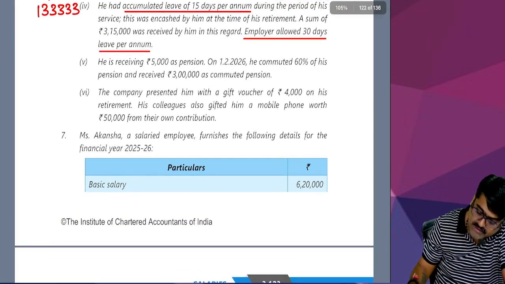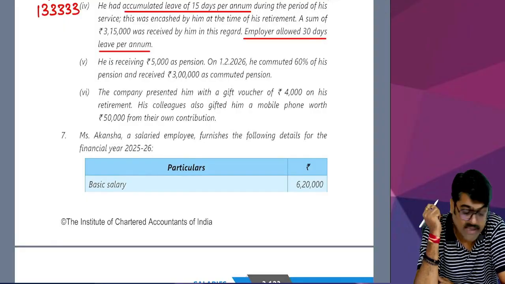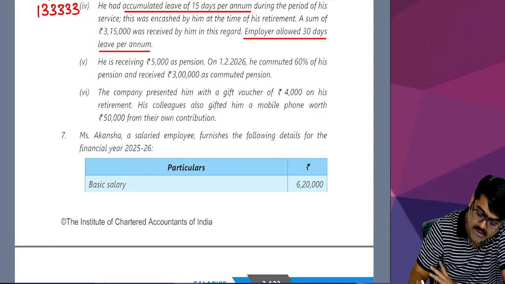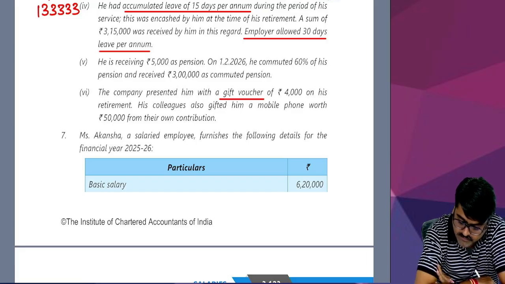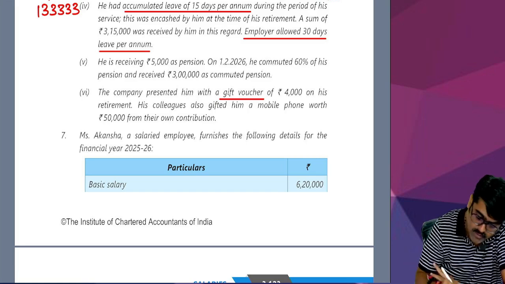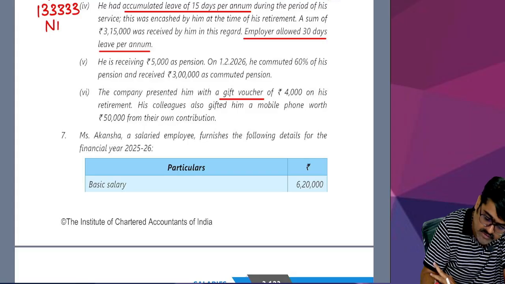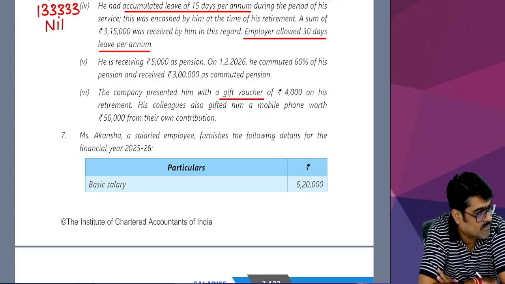The company presented him. Company means employer. Employer presented him a gift voucher of rupees on his. Amount of gift voucher is not more than 5,000. Fully exempt. So whatever gift is received from the company will be fully exempt, because the value is not more than 5,000.